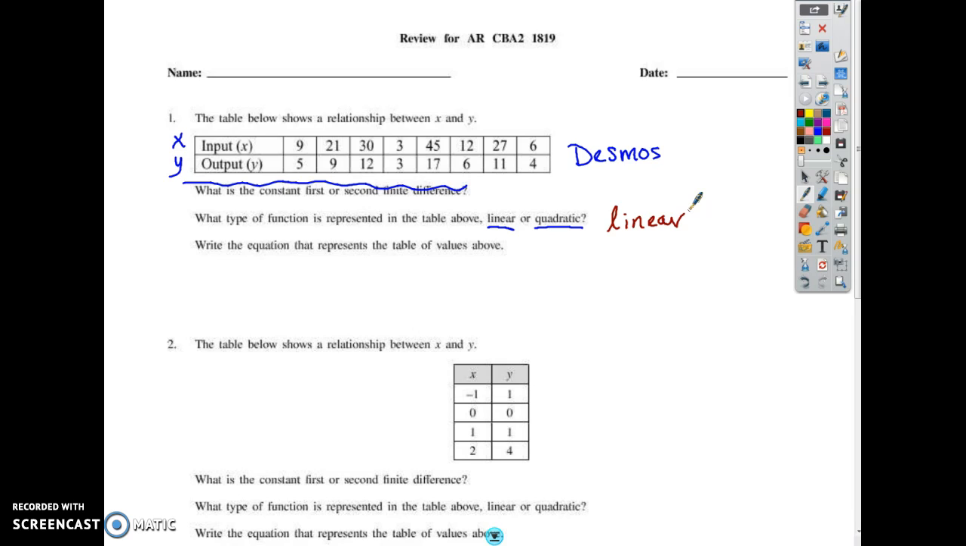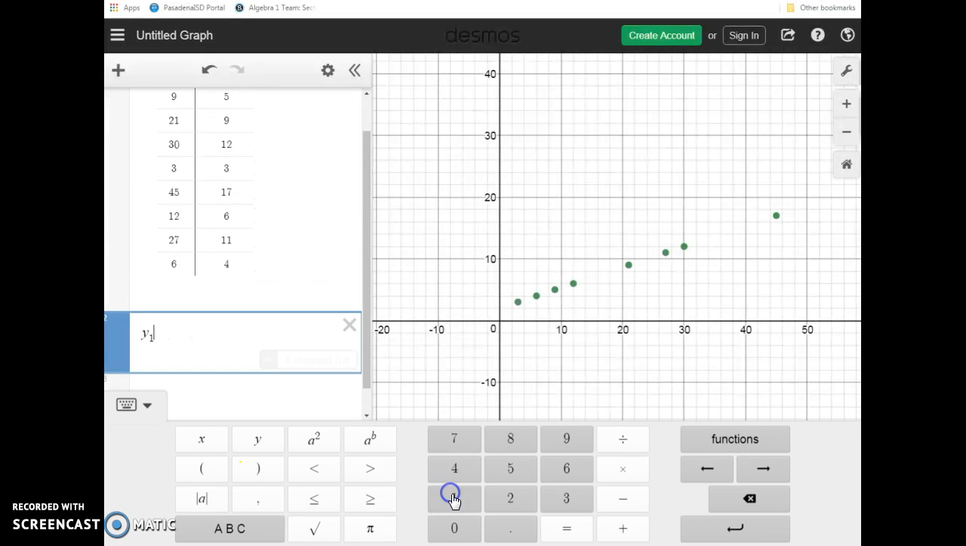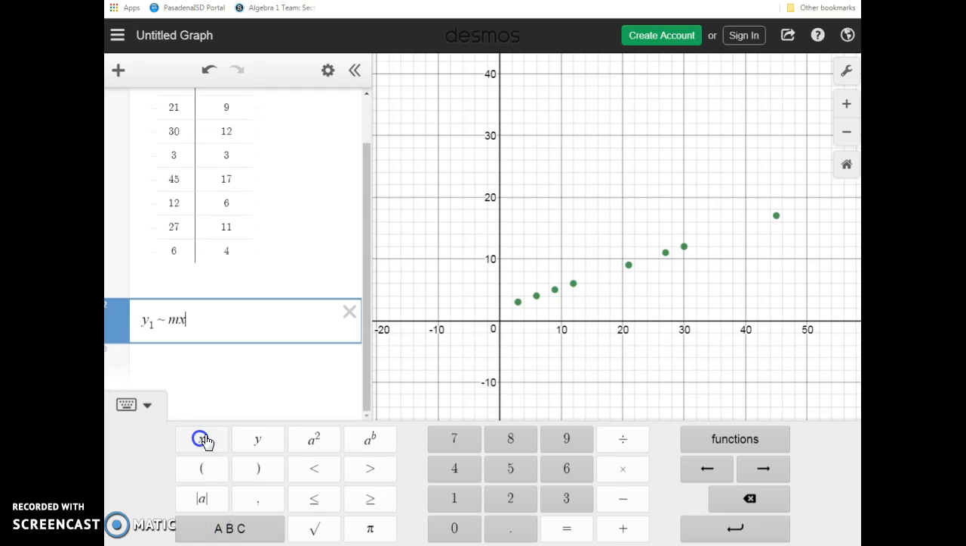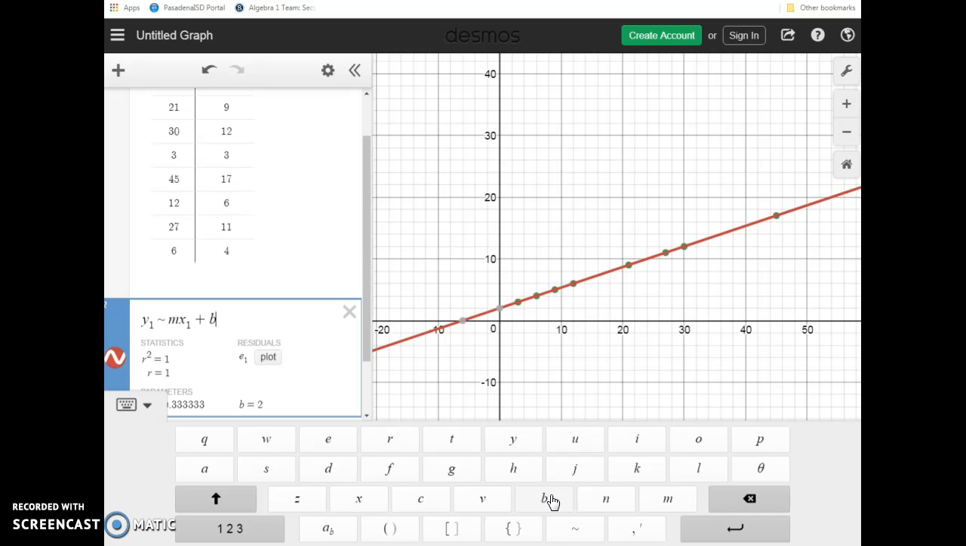Okay, and then it says write the equation that represents the table of values above. So if I know that this is linear, I'm going to use this equation, y1 approximately m of x1 plus b, to get the equation. So everybody go and add that on Desmos and write it down. y1 approximately m of x1 plus b. Okay, and it goes through all my points.